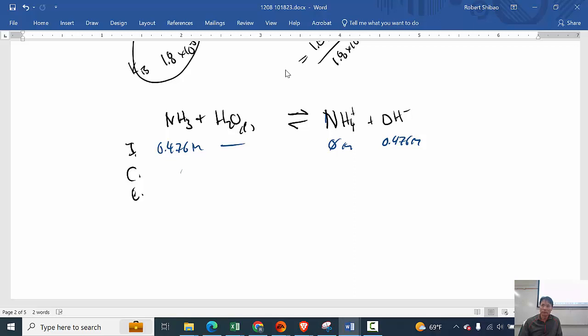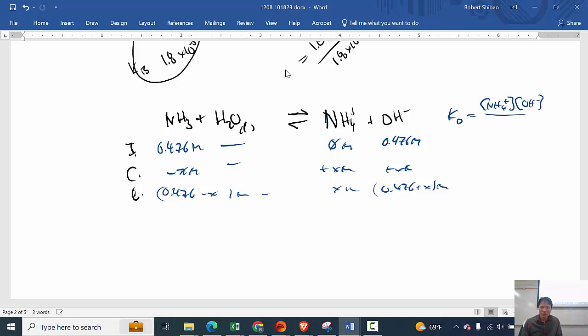Ammonia? Maybe this is going to take too long. This is going to be minus X molar, plus X molar, plus X molar. So 0.476 minus X, X, and 0.476 plus X. Kb is equal to the ammonium times the hydroxide over the ammonia here. The ammonium is X, the hydroxide is 0.476 plus X over 0.476 minus X. The Kb is 1.8 times 10 to the minus 5, which is kind of a small number.